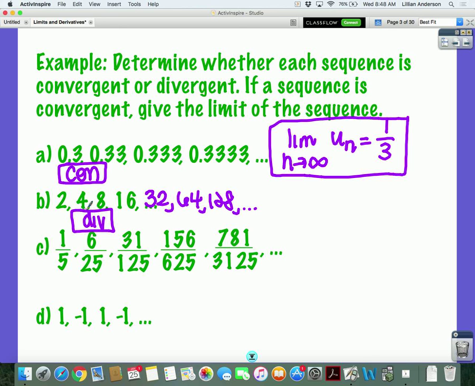Alright, I want you guys to do C and D. If you want to use your calculator for C, that's fine, you can. You are going to need it later, so you will need to get it out at some point. Was C convergent or divergent? It was convergent. And what is the limit? It's approaching what number?